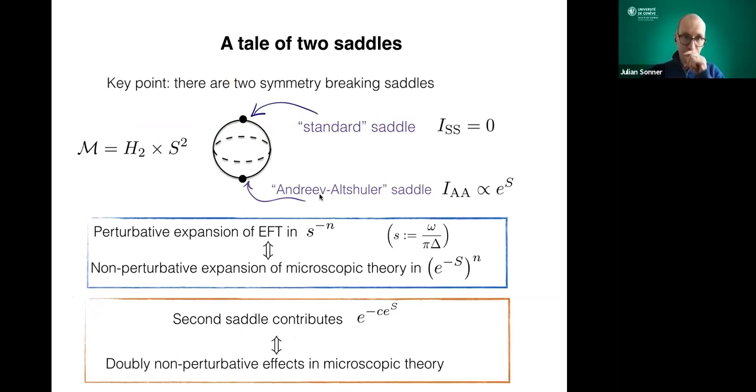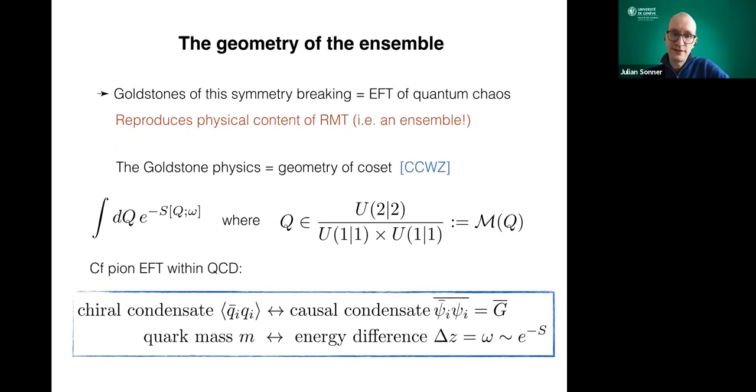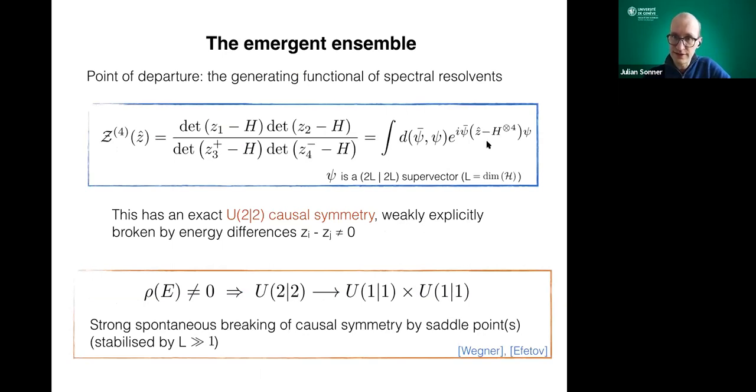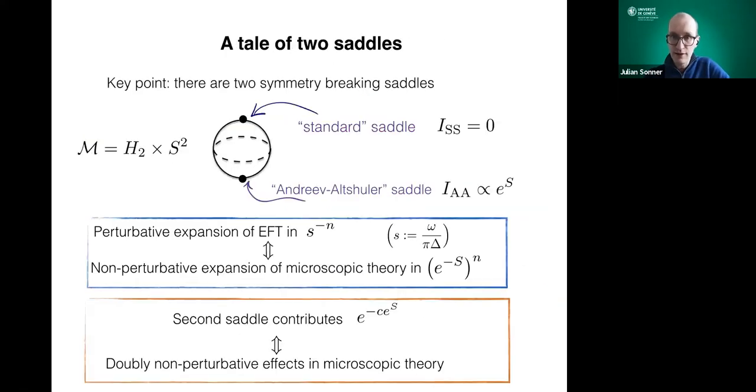So now the key point is that a saddle point analysis of this path integral is justified by the large dimension of the Hilbert space. I'm looking at a quantum system that has a large Hilbert space, so I'm allowed to do this integral by saddle point. There are a few steps in between that you need to use to argue this, but it is true. So I try to do this path integral by saddle point, and I find immediately in this particular example, where the coset manifold is U(2|2) divided by U(1|1) times U(1|1), a saddle point and a Goldstone manifold, which is of the form hyperbolic two-space times a two-sphere.